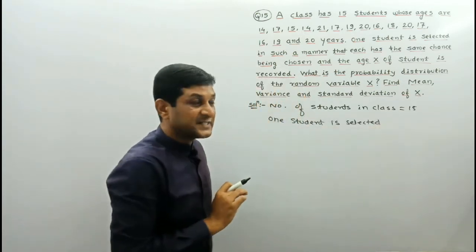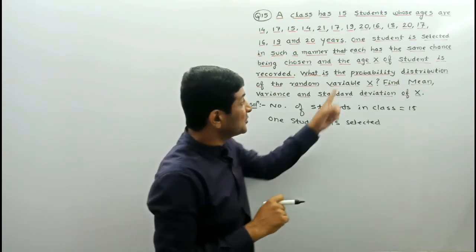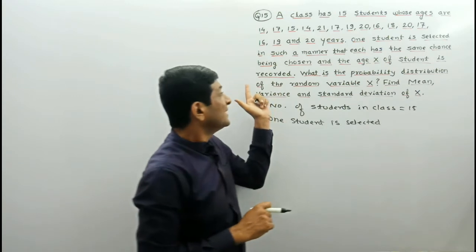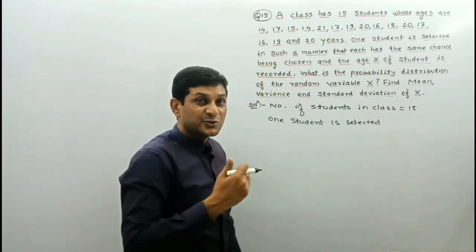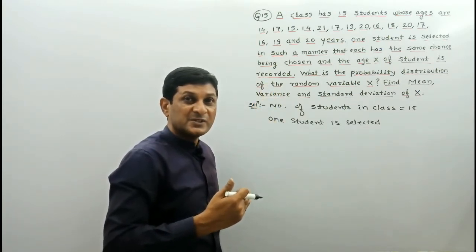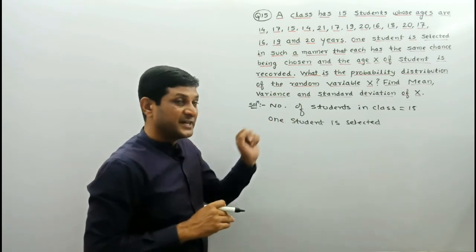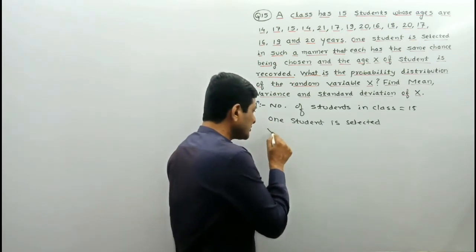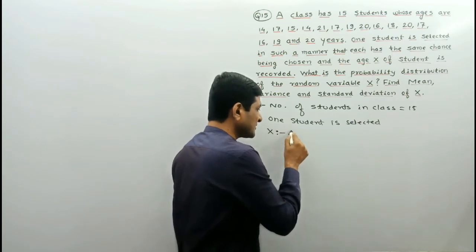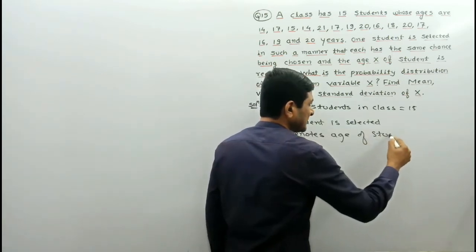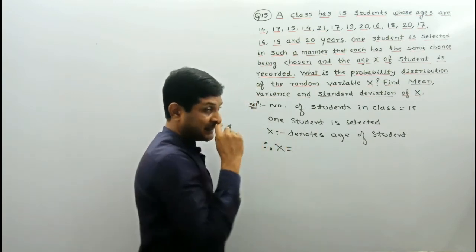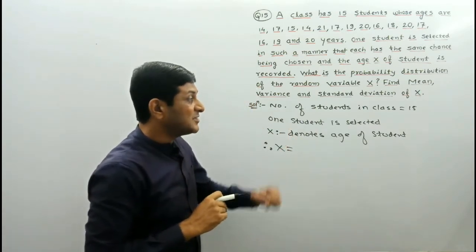If one student is selected, then x shows what? X is nothing but the age of the student, which is recorded. X shows the age of a student. One student is selected and x shows the age of the student. Therefore we are trying to find out the possible values of x, isn't it? So x shows what? Age of the student.